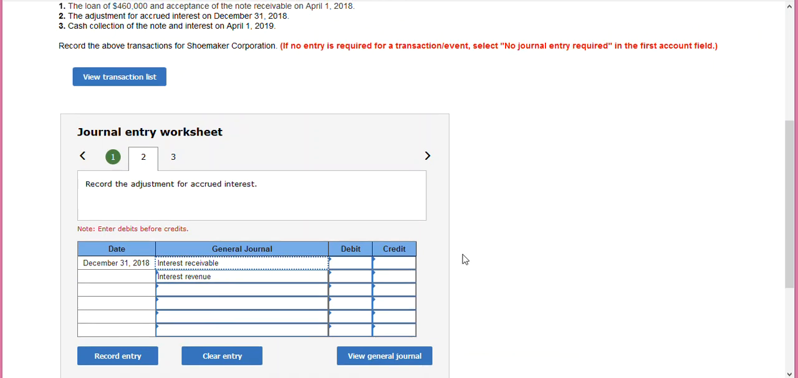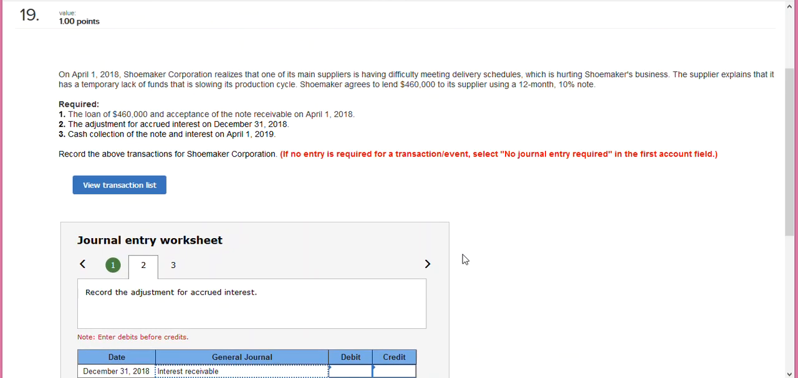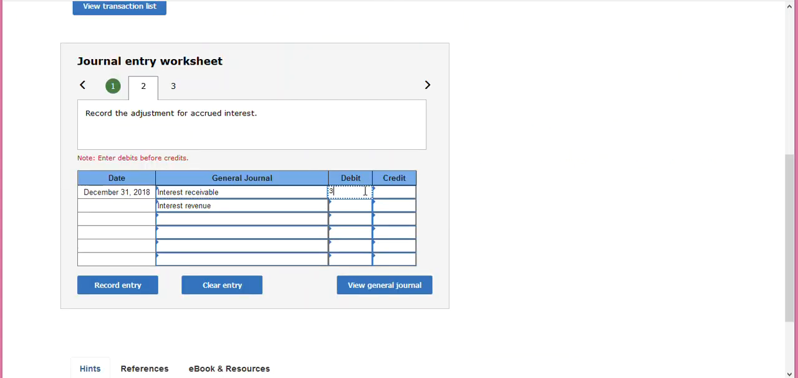So that amount would be the amount of the note, which is $460,000, times the interest rate, which is 10%, times the period of time. And the period of time is April 1st through December 31st. So that's 9 months out of 12. So $460,000 times 10%, times 9 months divided by 12 months. Looks like it's $34,500. And that's the interest that we've earned so far.